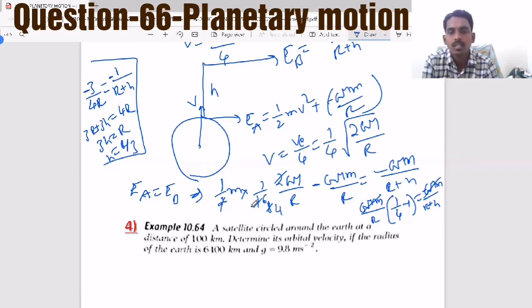So this way you must be able to apply conservation of energy, so that only then you can solve the questions. What is the initial kinetic energy, total energy, and what is the final? Then you have to equate both.